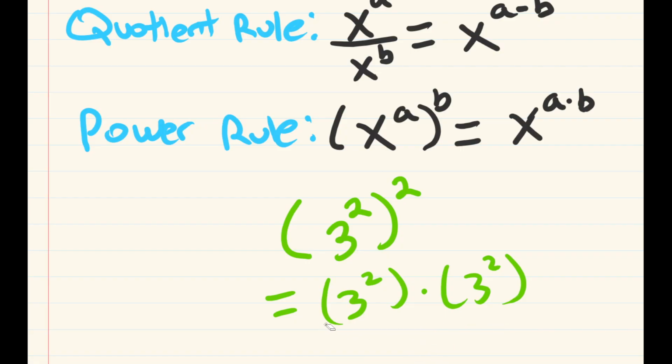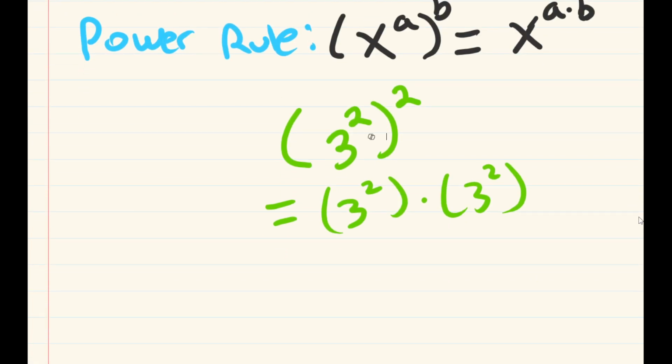And then if you look at this, 3 to the power of 2 times 3 to the power of 2, well, we're back to our product rule, which is the first thing we learned. We're multiplying two numbers with exponents with the same base, 3 and 3. So this is really just 3 to the power of 2 plus 2. So 2 plus 2 is 4. And that gives us 81 as well. So that is how the power rule works.